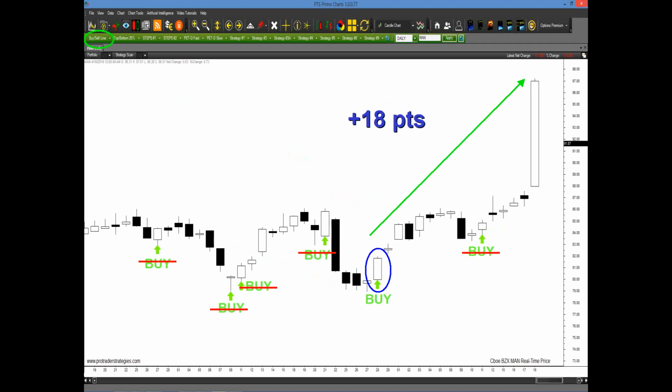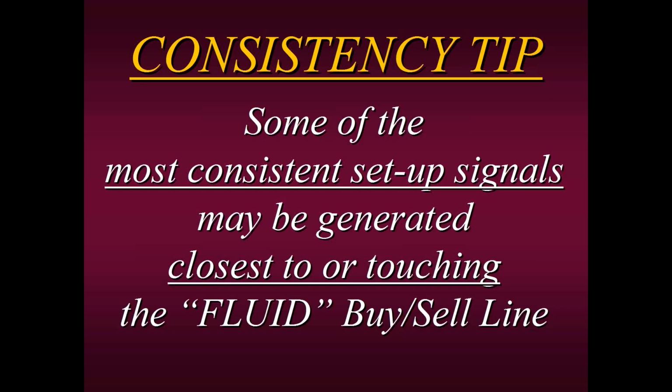And if the pattern occurs below the 50, it can only be a sell setup. So that's why we call it the buy-sell line, because it's going to tell us whether we should be buying or selling. It tells us what type of mindset to have. Now, some of the most consistent setup signals, this is where we pick out these high probability ones, may be generated closest to or touching the fluid buy-sell line.